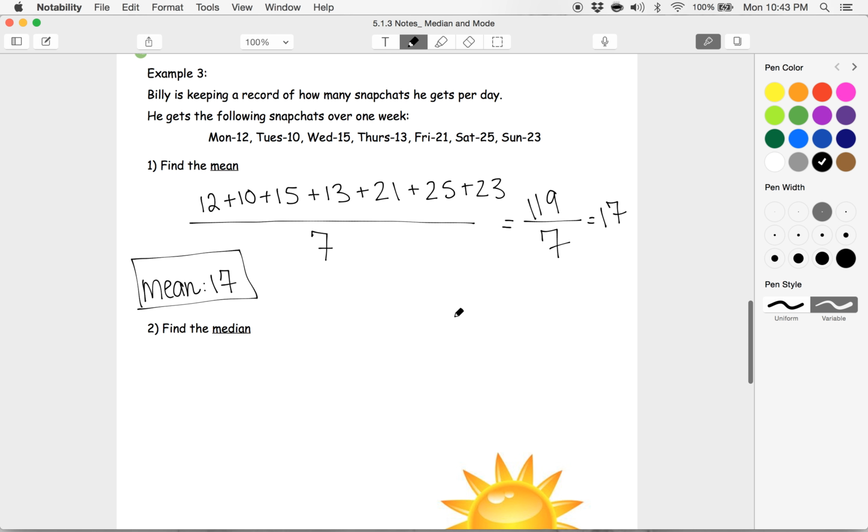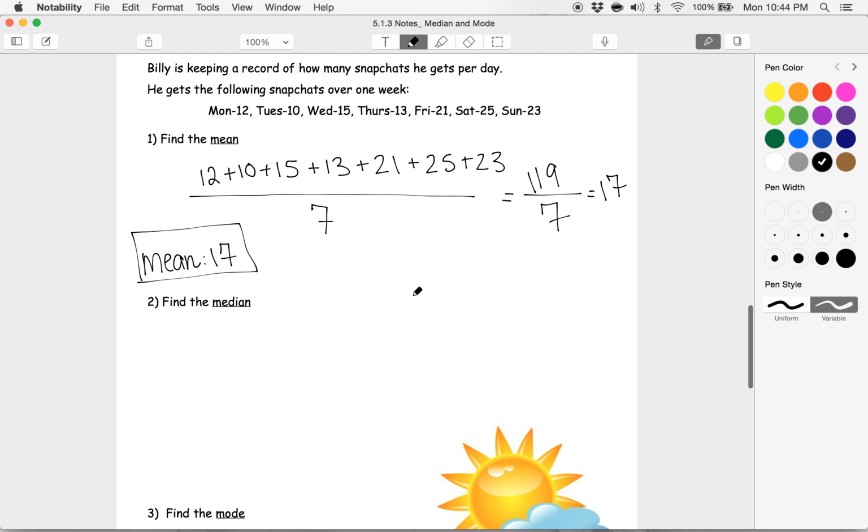All right, ladies and gentlemen, next we're going to find the median. In order to do that, we have to put these numbers in order. So let's see. 12, 10, 15, 13, 21, 25, 23. Looks like 10 is my smallest. Looks like 12 is the next one. Then 13. Then 15. Then it looks like 21, 23, 25. 1, 2, 3, 4, 5, 6, 7. Yep, got them all. All right, and now we cross out.